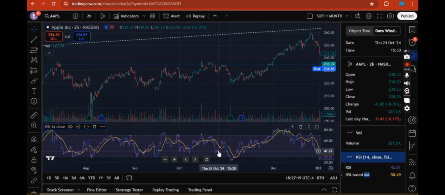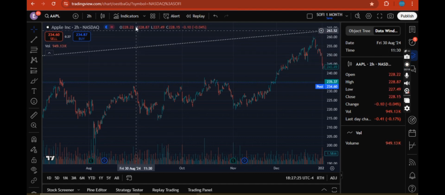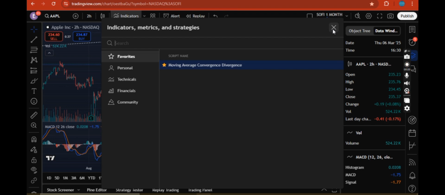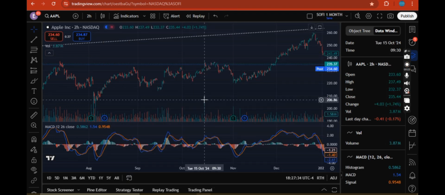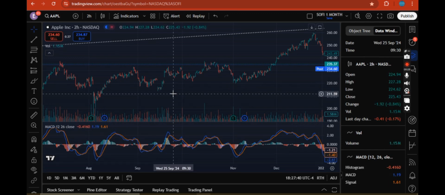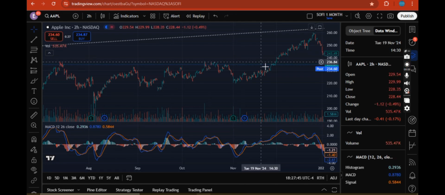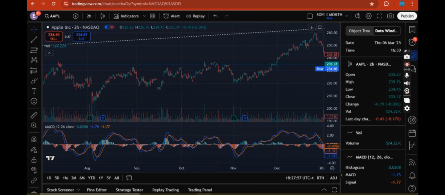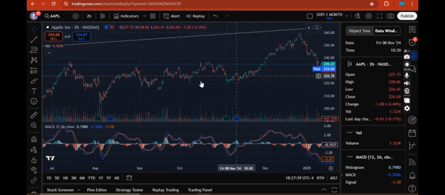So for teaching purposes, I'm going to take off the RSI, and I'm going to turn on the MACD indicator. Moving average convergence divergence. Again, my favorite one, along with the RSI. This particular indicator shows a bit more detail, and I'll show you what I mean here.